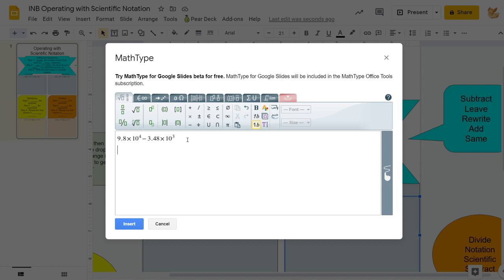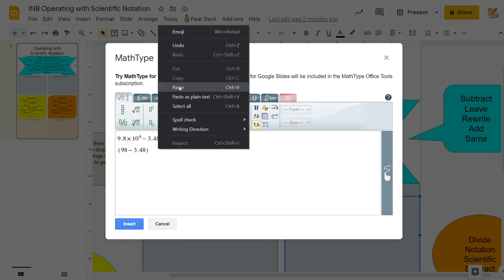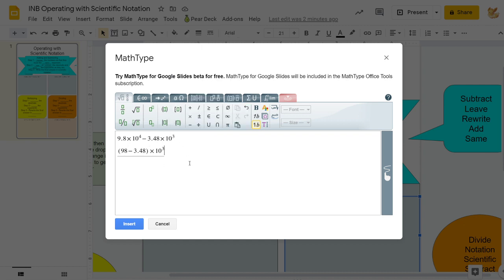There's two ways I can change it. I can change the 3 to a 4 or the 4 to a 3. So if I was to change the 4 to a 3, that means I have to move the decimal 1 to the right. So it'd be 98 minus 3.48. And this is all going to be in parentheses. And then we'll have, copy, paste, times 10 to the 3rd.